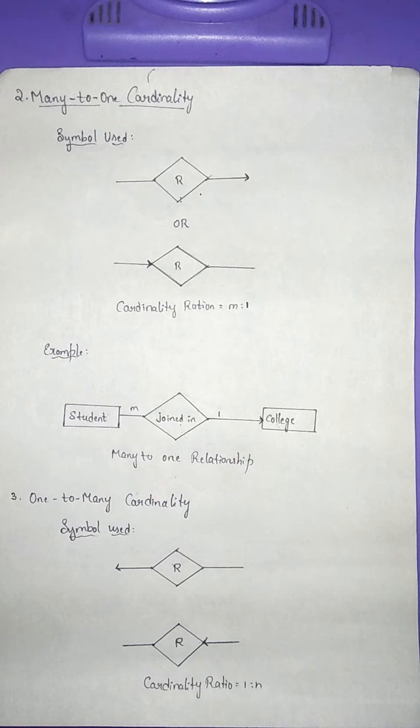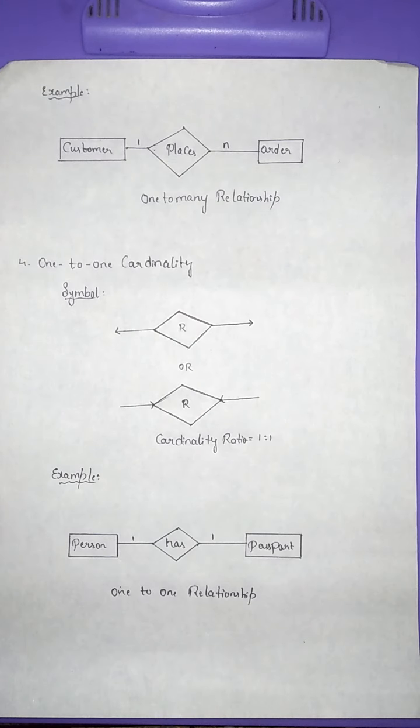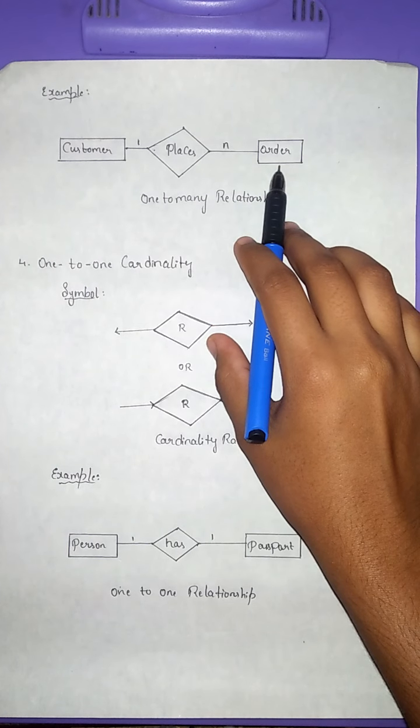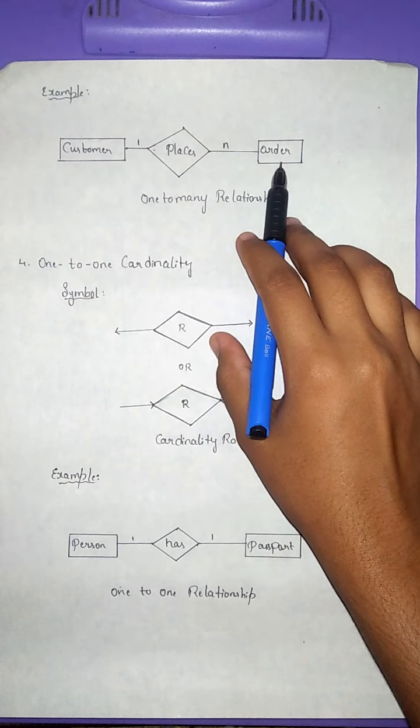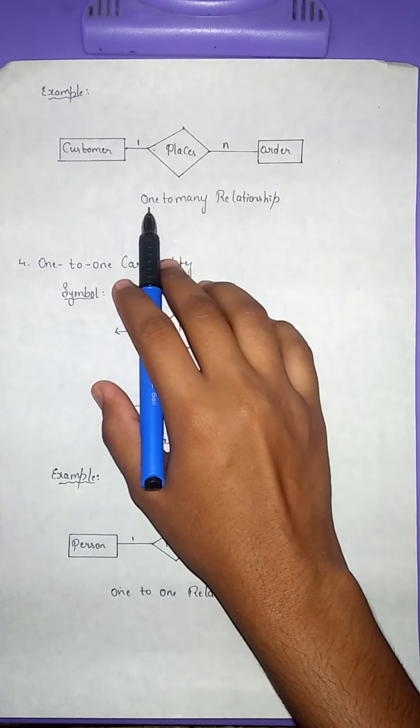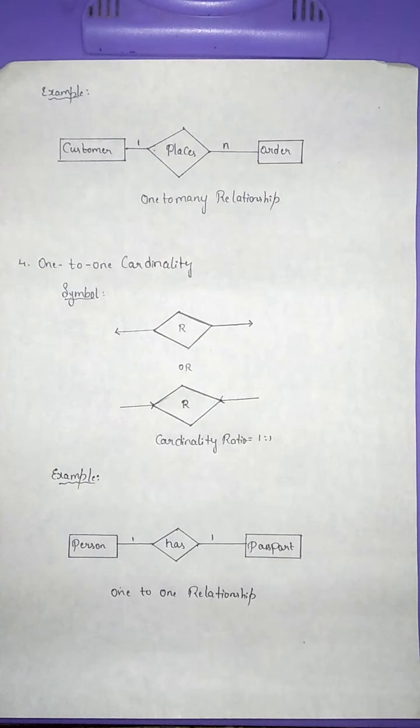In one-to-many cardinality, a single instance of an entity is associated with more than one instance of another entity. Then this type of relationship is called a one-to-many relationship. For example, here we can see that a customer can place n number of orders, or n number of orders can be placed by a single customer. This is an example of a one-to-many relationship.